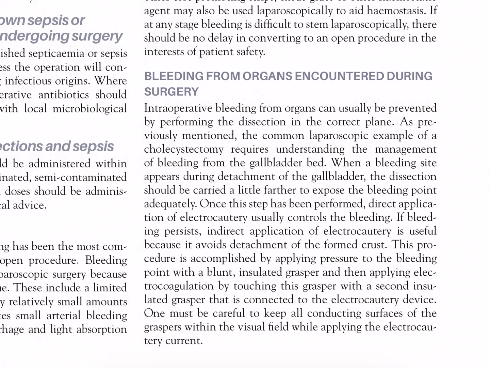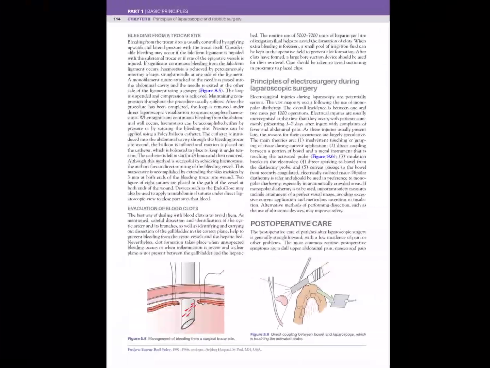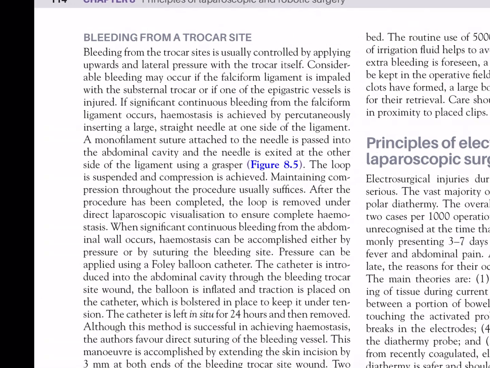If bleeding persists, indirect application of electrocautery is useful because it avoids detachment of the formed crust. This procedure is accomplished by applying pressure to the bleeding point with a blunt insulated grasper and then applying electrocoagulation by touching this grasper with a second insulated grasper that is connected to the electrocautery device. One must be careful to keep all conducting surfaces of the grasper within the visual field while applying the electrocautery current. Bleeding from trocar site.